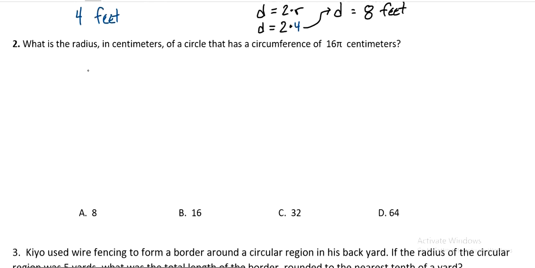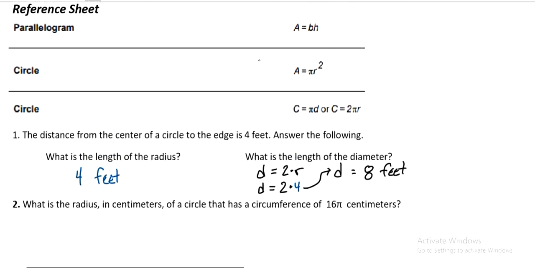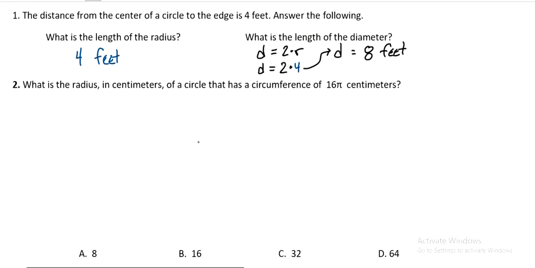Okay, number 2 in this one, what is the radius in centimeters of a circle that has a circumference of 16 pi centimeters? So we want to remember that a circumference is the distance around a circle. We have the formula to find the circumference right up here. C equals pi times d. I put it as d times pi. I'll go ahead and write that now.